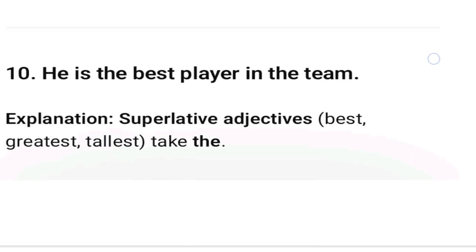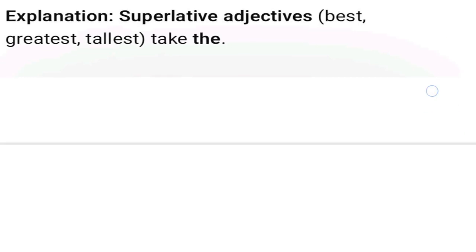Question 10 is, he is dash best player in the team. Dash best player. Which article will be used? The best player. Why? Because best is a superlative adjective. Best, greatest, tallest, these are superlative adjectives and they take the with them. Hence, the best player. We had discussed superlative adjectives earlier as well. Hence, he is the best player in the team.